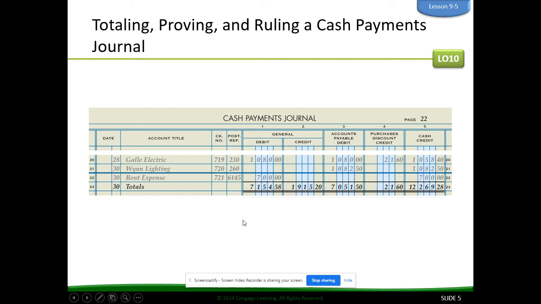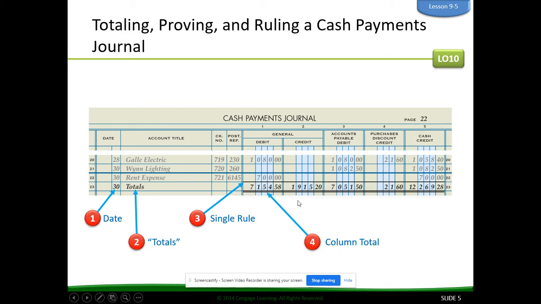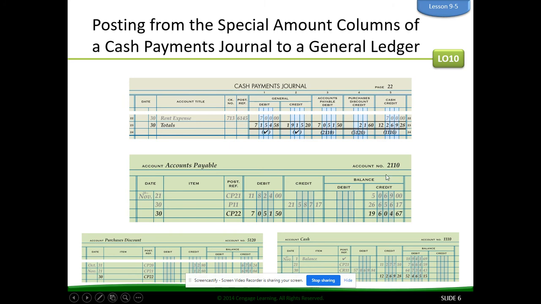The last step, however, is that we have to total our journal. So we're going to put the date, we're going to write the word totals, rule a single line, total each individual column, and then double rule the line. What we're then going to do is post the totals from each column in the general ledger. So we're going to put a check in the general debit column and the general credit column. We do not need to post those totals. We need to only post the totals in the special amount columns.